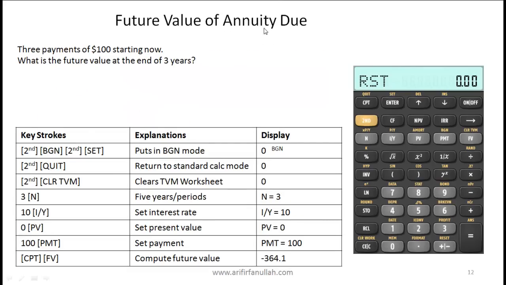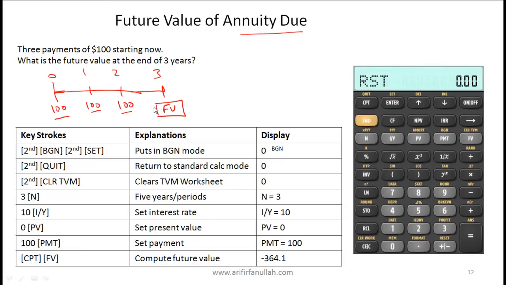What's the future value of an annuity due now? Now with an annuity due, payments happen at the start of the period. So let's just draw the timeline. 0, 1, 2, 3. So now the 3 payments are happening at the start of year 1, start of year 2, and start of year 3. The future value of this annuity, where there are 3 payments, would be the future value of these 3 payments at the end of year 3.